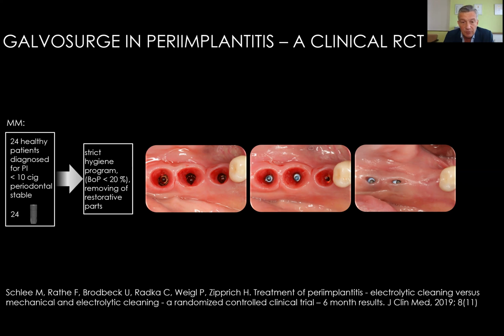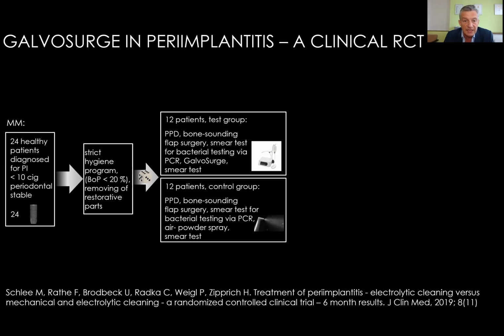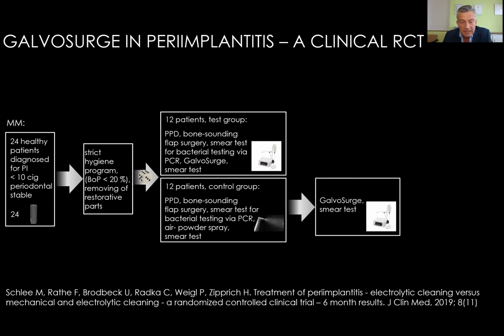What happens over time? If you start a cleaning program, tissue grows over the implant, and this makes later augmentation easier. That was our idea. Then we randomized the groups, 12 patients in the test group. We assessed periodontal probing depth and bone sounding. We did the flap surgery. We did a smear test for PCR testing. Then we treated with GalvoSurge, and then we did another smear test for PCR testing. The same with the powder spray group, but I knew that powder spray would not work, so after the PCR test, we ended this group and did another electrolytic cleaning.